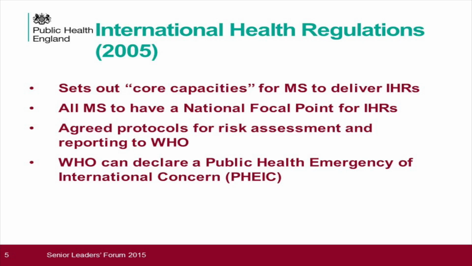IHR sets out some core capacities, which all MS, for acronym, MS is member states, for those who don't live in the WHO world. All member states have to have certain core capacities. The core capacities are essentially about setting out the minimum public health capacity you need to do public health surveillance, including epidemiology, laboratory facilities, hospital facilities, etc. And there's a minimum standard which all member states have to meet. And the deadline was all member states have to be compliant by 2012.